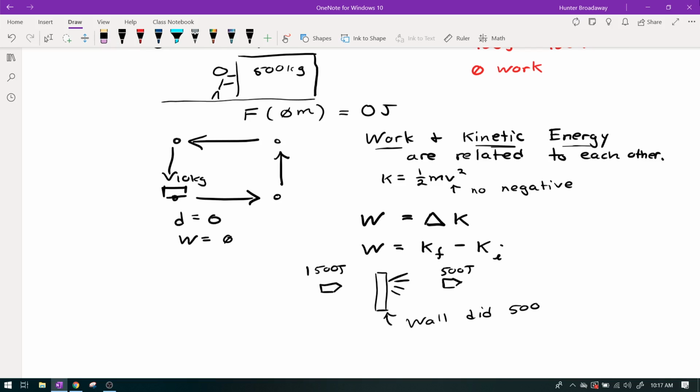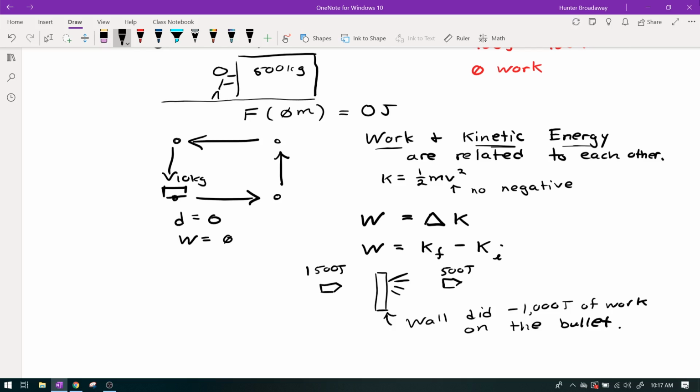Oops, no, I lied to you. I'm sorry. I can't do math. What is the final minus the initial? It's 500 minus 1500, so negative 1000 joules of work on the bullet. Okay?